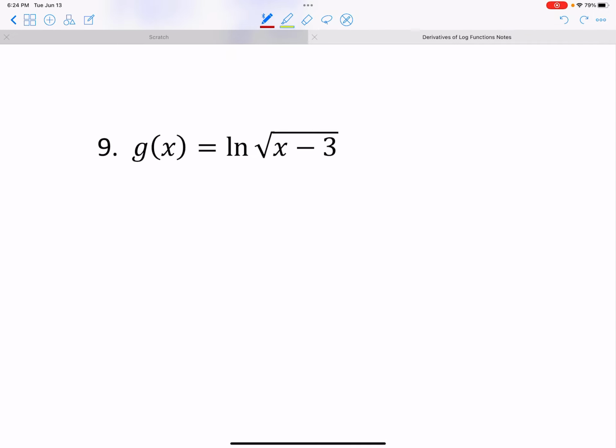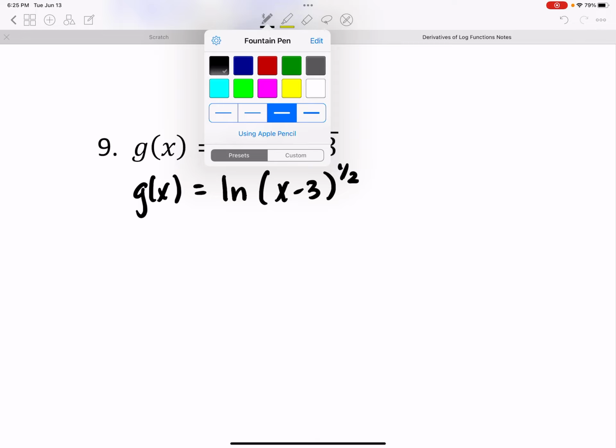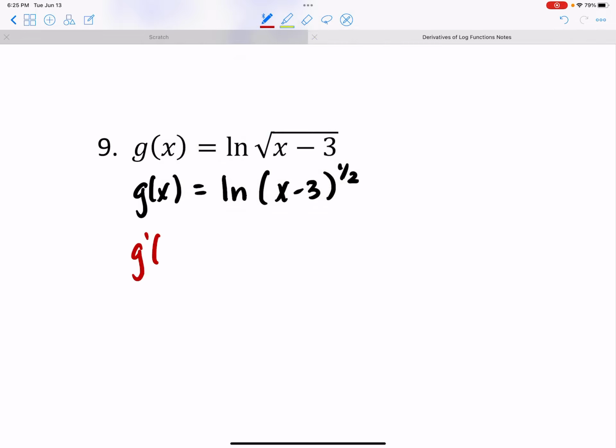Anytime I see a radical, I like to rewrite it with a rational exponent, so I'm going to take that step first here. So if g of x is the natural log of the square root of x minus 3, that's the natural log of x minus 3 to the 1/2 power. So g prime of x, our derivative, again, natural log of x would just be 1 over x.